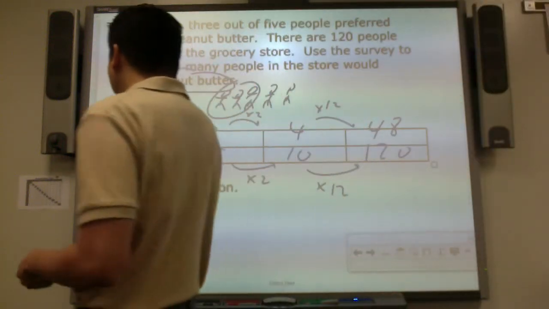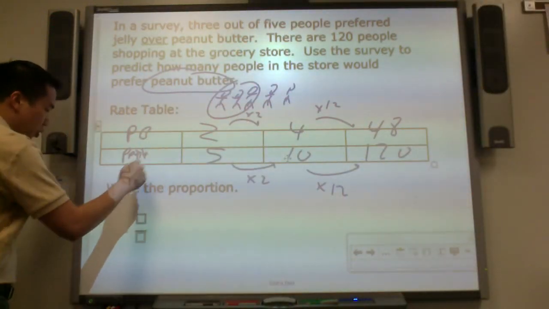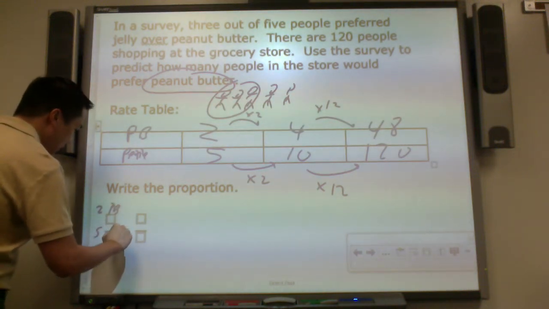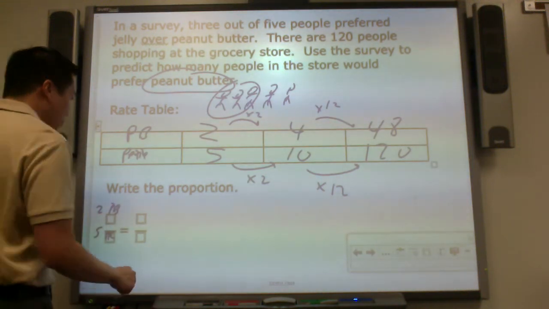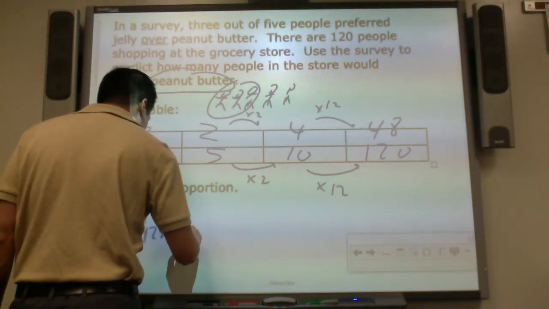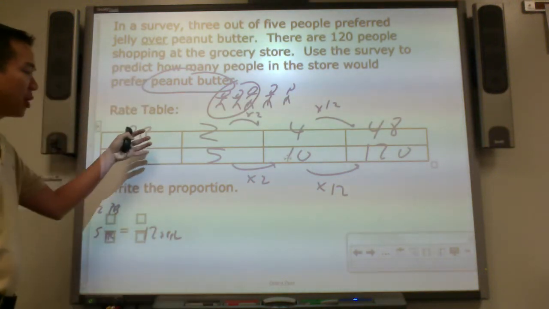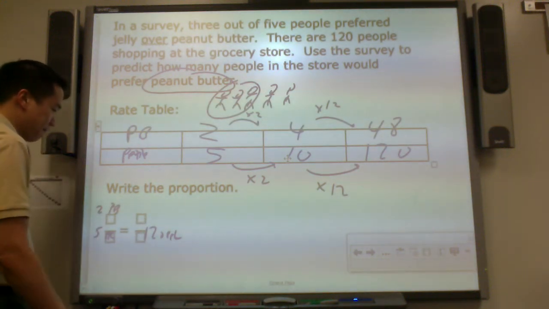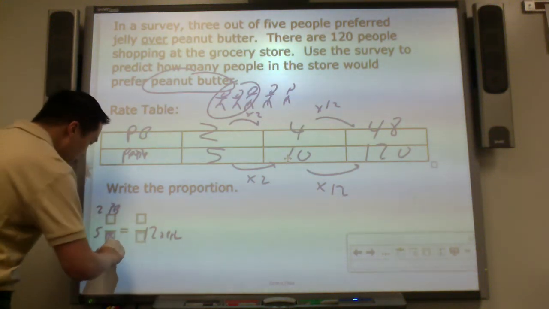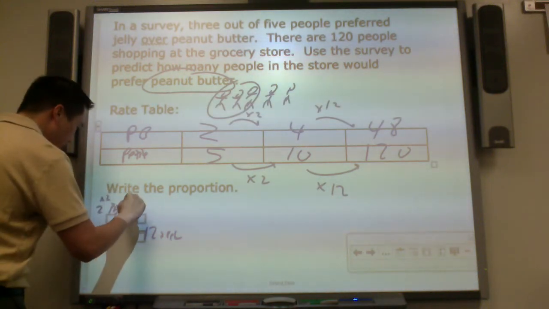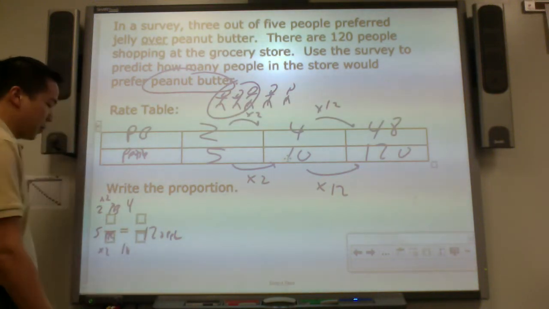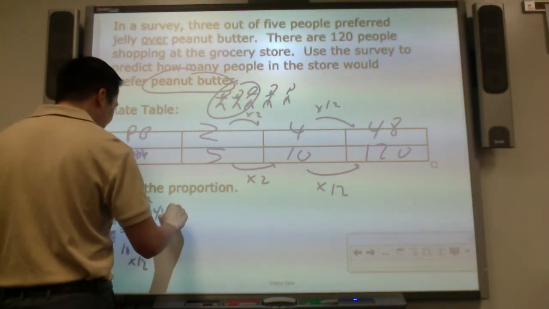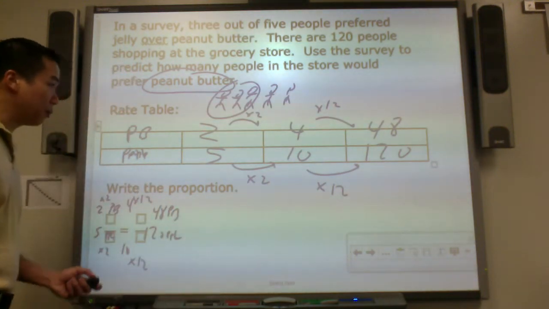Again, how do you write it as a proportion? It's the same thing. So you do 2 PB, 5 PPL. I need to build it up to 120 PPL. A proportion is the same thing as a ratio table, it's just more concise. Can 5 be built up to 120? Well, you know what? I'm going to do a slow build up by 2. By 2 be 4 and 10. So 4 peanut butter, 10 people. Then I do a build up by 12, and I get 48 peanut butter out of 120 people.